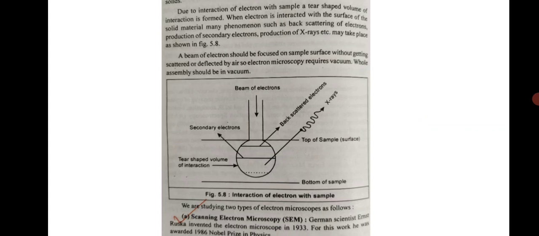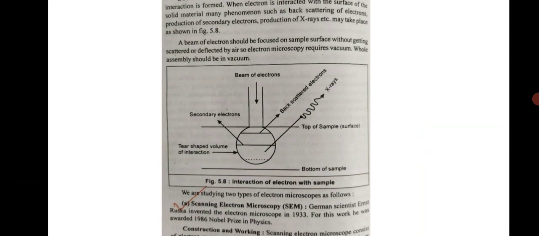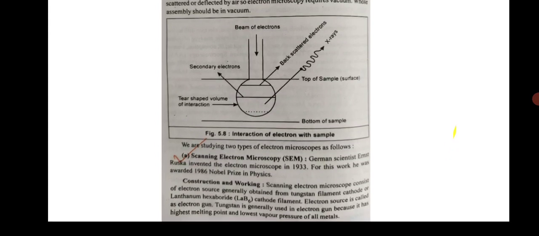Interaction of electron with sample. A beam of electrons should be focused on the sample surface without getting scattered or deflected by air, so electron microscopy requires vacuum. The whole assembly should be in vacuum. We are studying two types of electron microscope as follows.